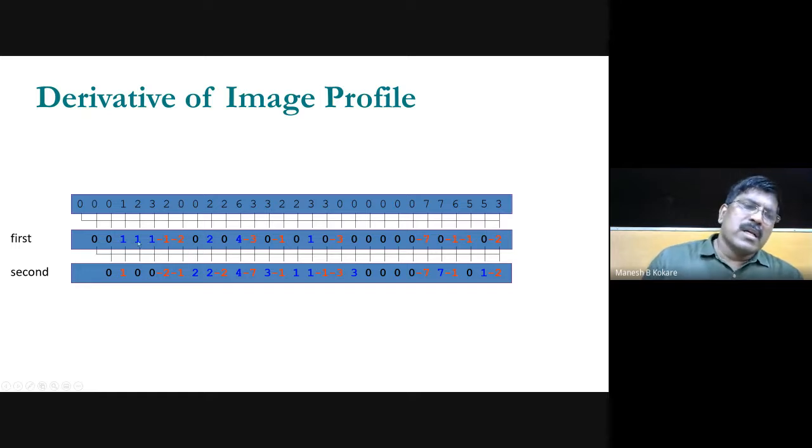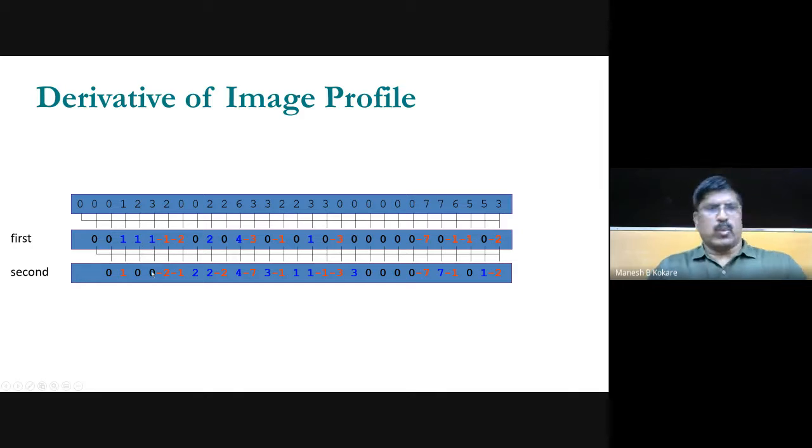Now for the second derivative of this one, what you have to do is take the first derivative, and then again take the derivative one more time of this first derivative, so you get the second derivative. So what is this one? 0 minus 0, this will be equal to 0. 1 minus 0, that is equal to 1. 1 minus 1, that is equal to 0. 1 minus 1, that is equal to 0, and so on.